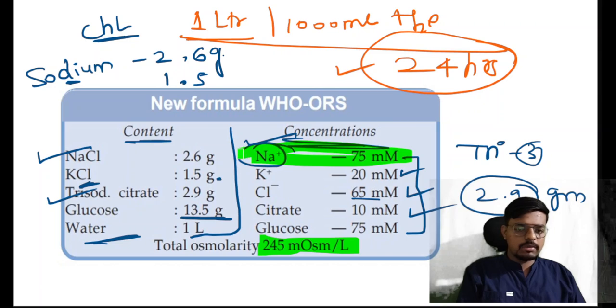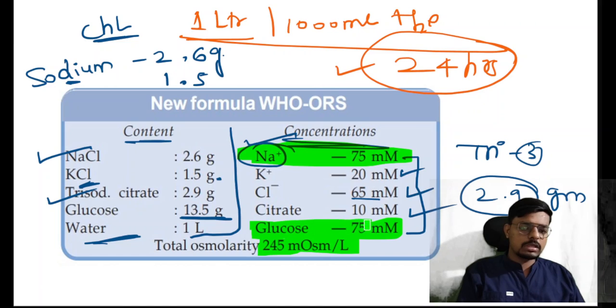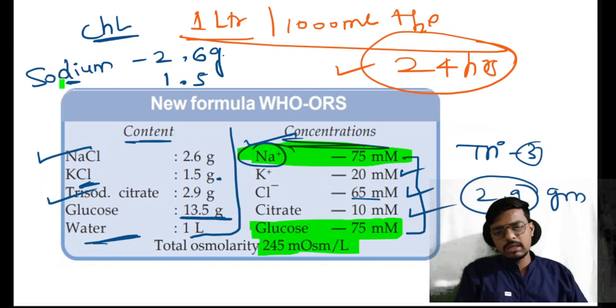Here the sodium is 75, and glucose is also 75. The question came like this recently: which two components have the same osmolality in the ORS packet? That is sodium and glucose, which have the same osmolality. Hope the concept is clear, and this remembering trick will be very helpful for you all.